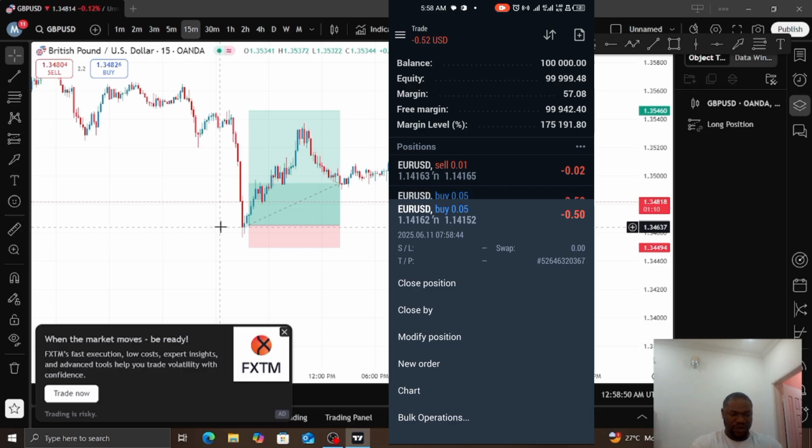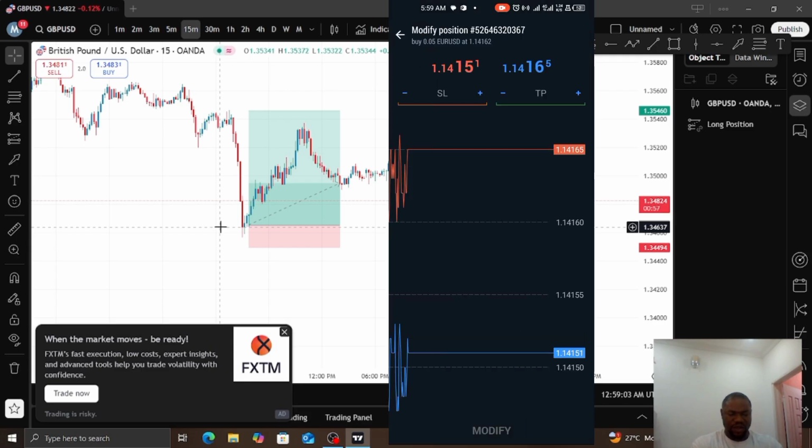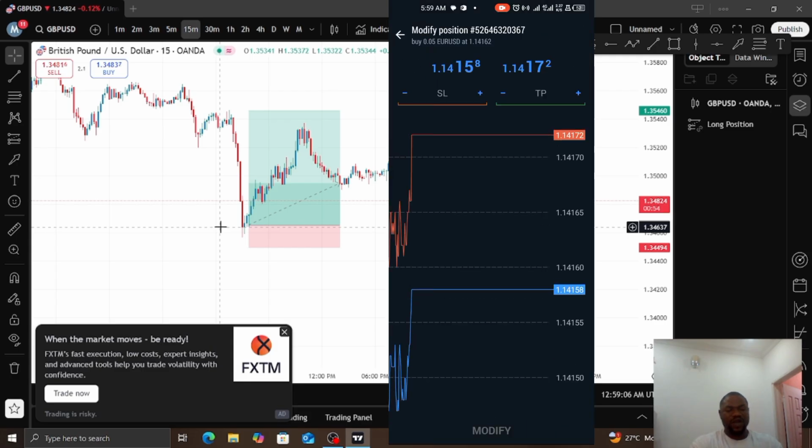So what we'll do simply is, you come here. You long press this point. When you long press it, it will take you to modify position. You see here, modify position. So you click on modify. Where you have the plus up here is your stop loss, and where you have the minus here is your take profit.